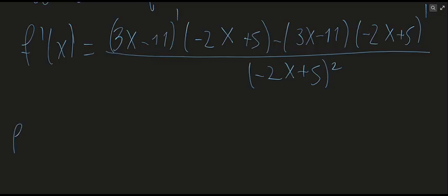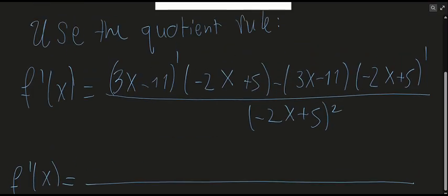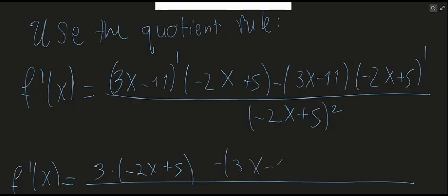So f prime of x is going to be equal to, okay, so first one is the prime. What's the derivative of 3x minus 11? That's a line, and the derivative is the slope. What's the slope of the line? It's literally what multiplies the x. So in the case of this apostrophe on the parentheses, it's going to be 3. So it's going to be 3 times negative 2x plus 5, good, minus 3x minus 11.